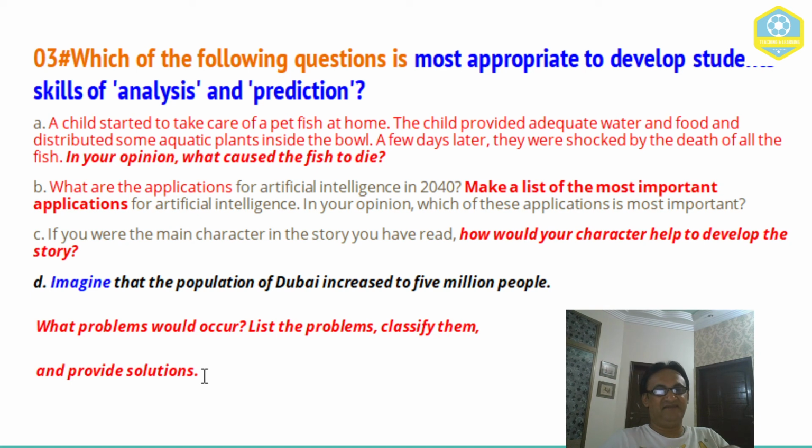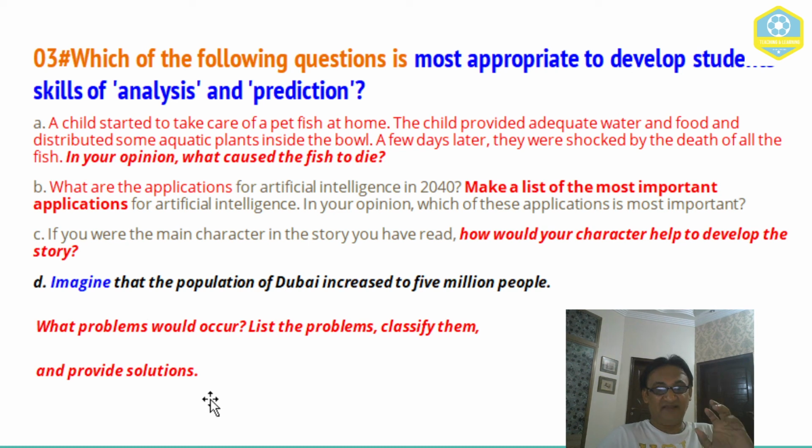This is the analysis. So imagine the population, how much it will increase, what the problems will be, classify them, and what the solution will be. So the question and answer are very clear, and it gives you the prediction and analysis. So you have to read the answers carefully before choosing. Don't rush, and don't make a judgment based only on the action verbs. You have to think, and then consider the action verbs.